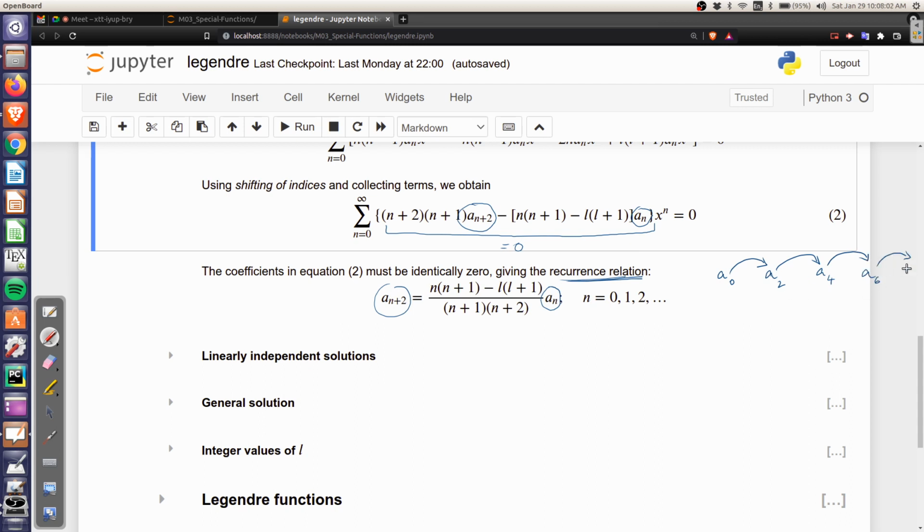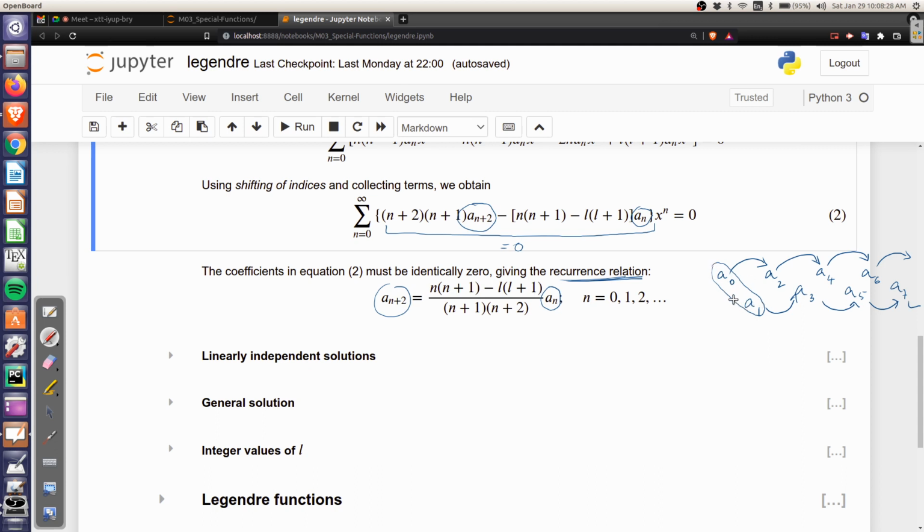So you can do these jumps. Likewise, let's say if I have a1, if I know what a1 is, knowing a1 I can find out a3, knowing a3 I can find out a5, knowing a5 I can find out a7, and so on. So these two are your starting coefficients. You have to know a0 and a1. Without knowing a0 and a1 you cannot proceed.